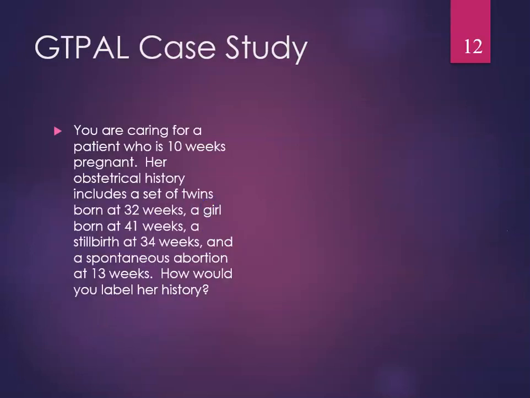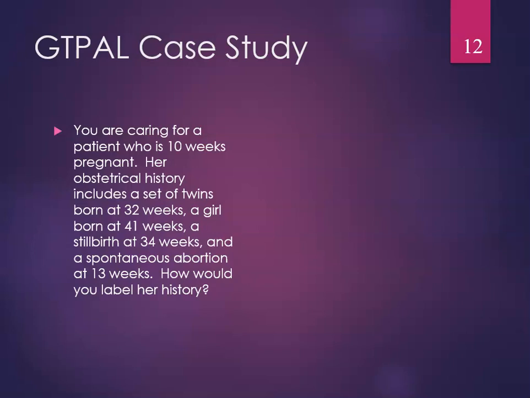So let's do a quick example of that 5-digit GTPAL system so you can see how it's evaluated. In this case, we have a patient who is currently 10 weeks pregnant. Her obstetrical history includes a set of twins that were born at 32 weeks, a girl that was born at 41 weeks, a stillbirth at 34 weeks, and a spontaneous abortion at 13 weeks. How would you label her history?